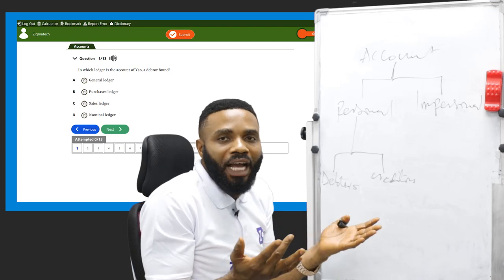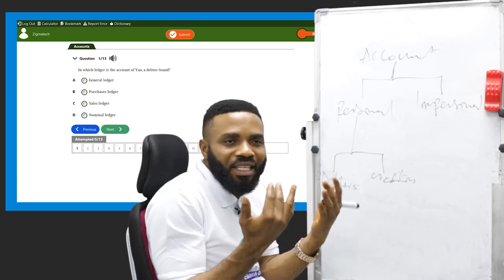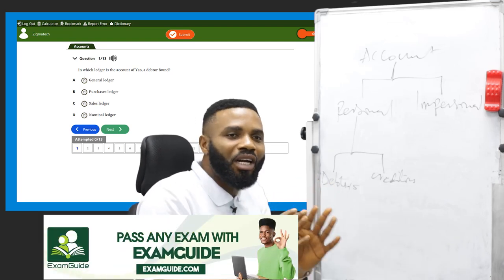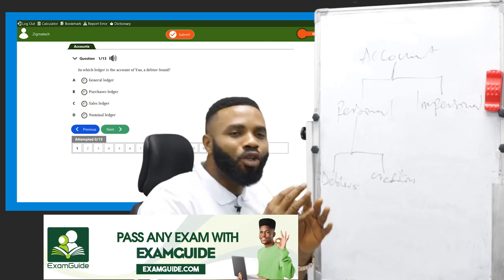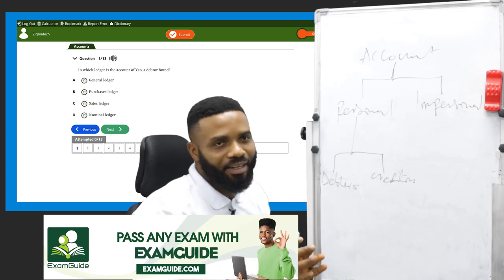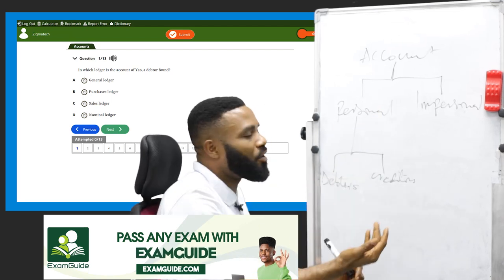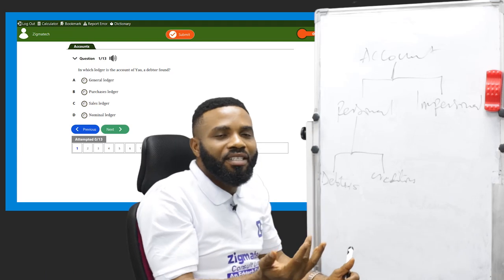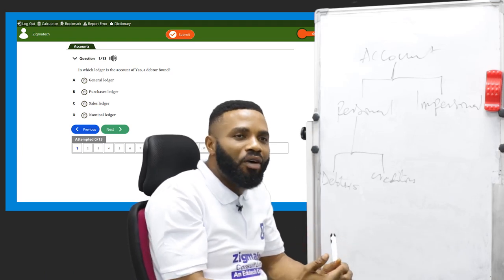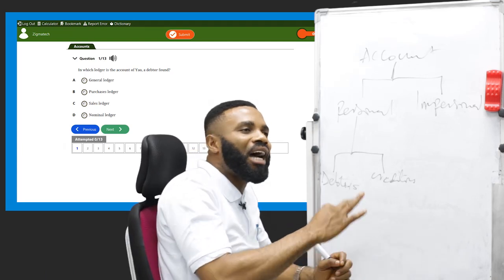If you are buying on cash, there is no need for you to record the person from whom you are buying the item. You don't need the person's details because you have paid. The contract will end at that point. But as long as you've not been able to pay the person, there is need for you to keep record. That is why we have personal account. You see the likes of Messi's account, you see John's account, Peter's account. These are what?